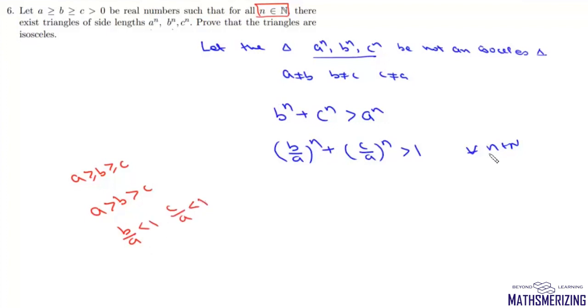Now since it is true for all the values of n, it will also be true when n tends to infinity. So we'll take this limit as n tends to infinity. Since B upon A is less than 1, (B/A)^n tends to 0, and in the same way (C/A)^n will also tend to 0. From here we'll get the result 0 is greater than 1, which is impossible. So that means our supposition is wrong. So this triangle is an isosceles triangle. So we have proved this result using contradiction.